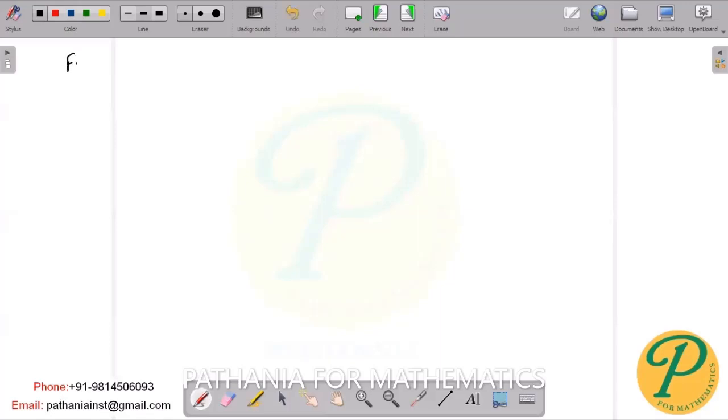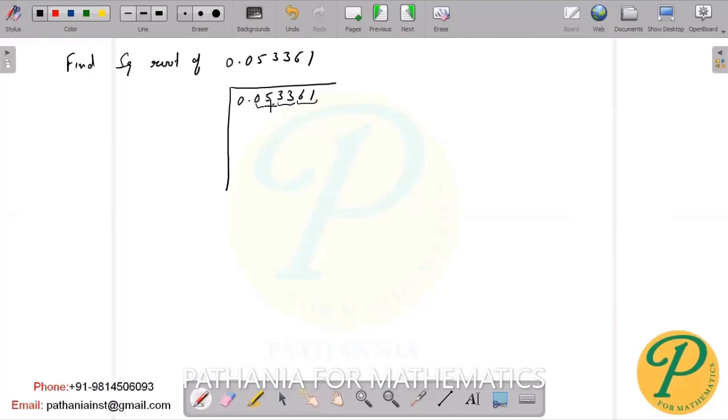Now we do one more example. We have to find the square root of 0.053361. Start making the pairs from your left hand side. Now the first value is after the point, so here you can apply the point.